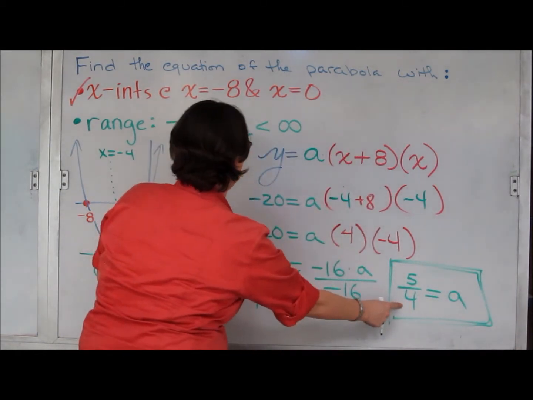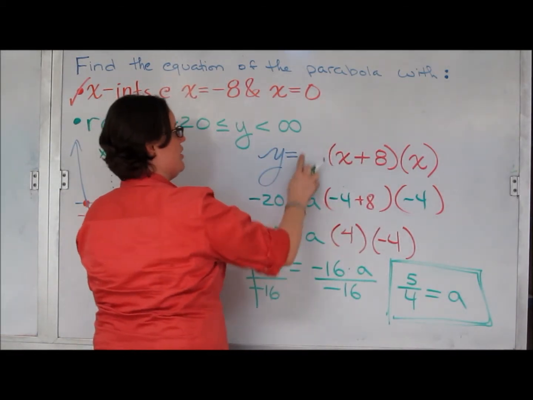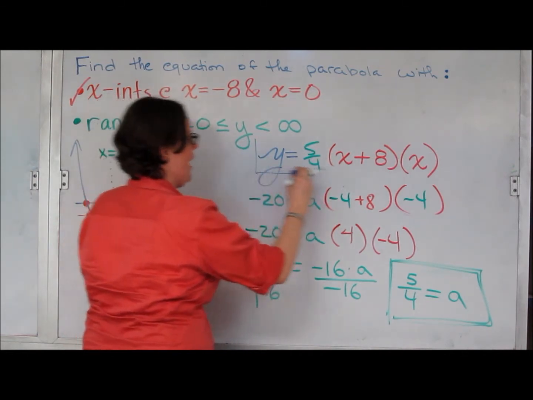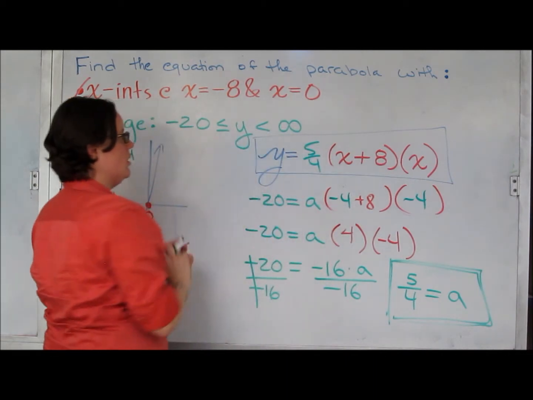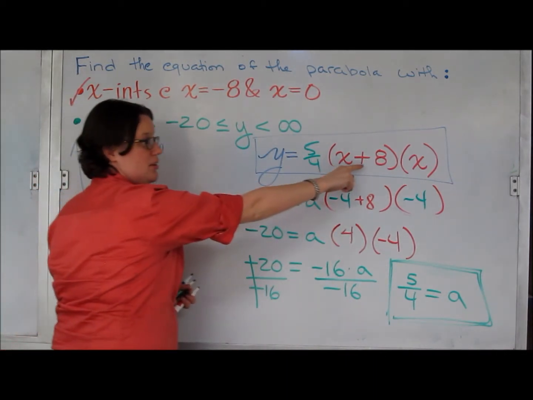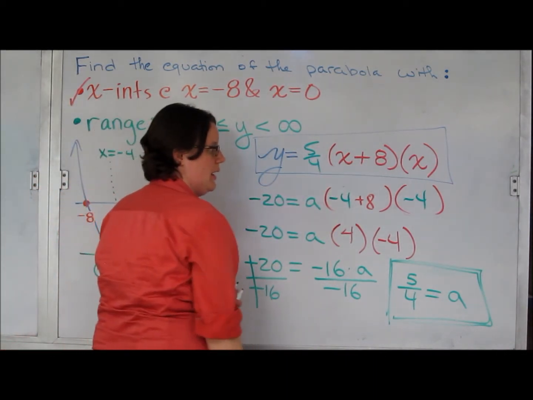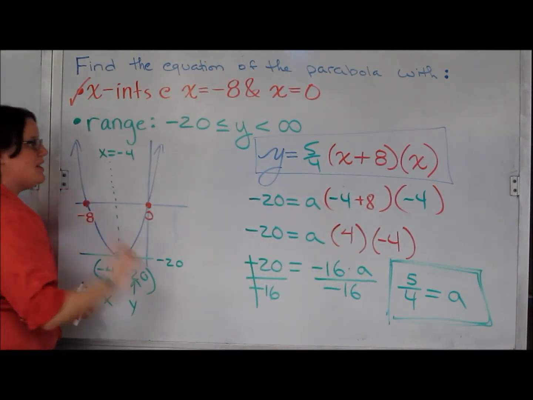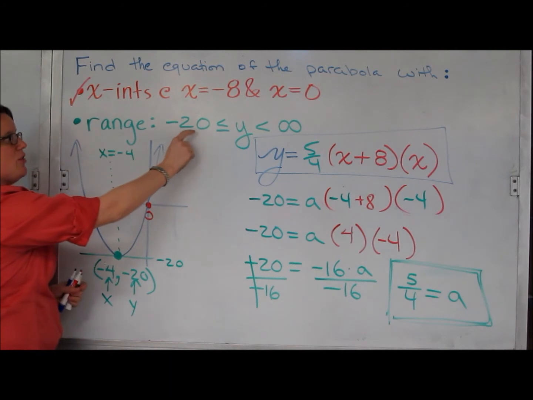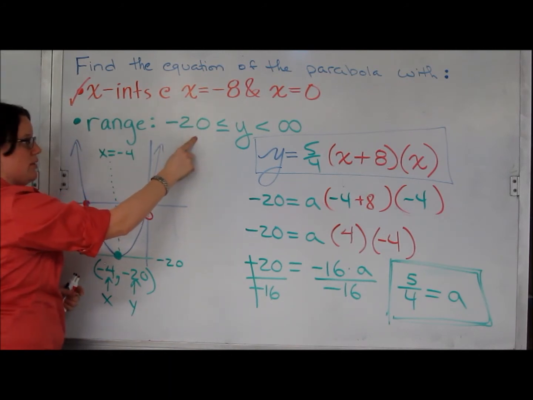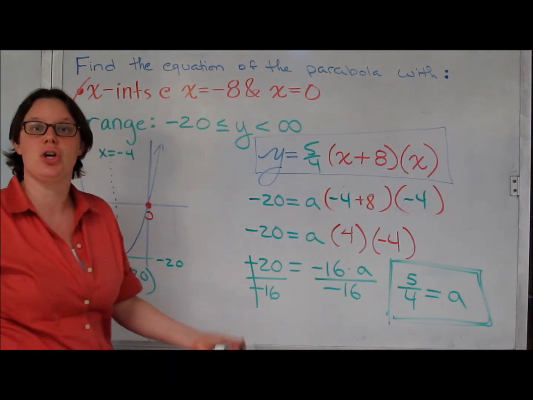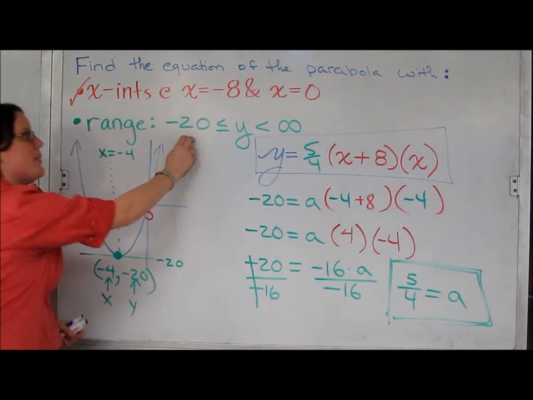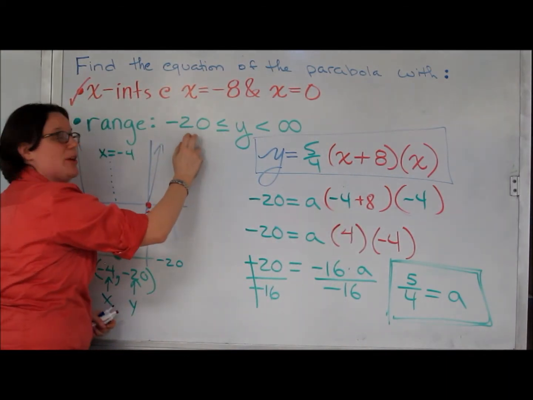I'm going to take this a value and plug it into my general equation. I now have the specific equation for a parabola with an x-intercept at -8, an x-intercept at 0, that is happy specifically such that its vertex is down 20 units. If you don't have a picture, draw a picture. Think about the symmetry of graphs, and think about how the range deals with your vertex.